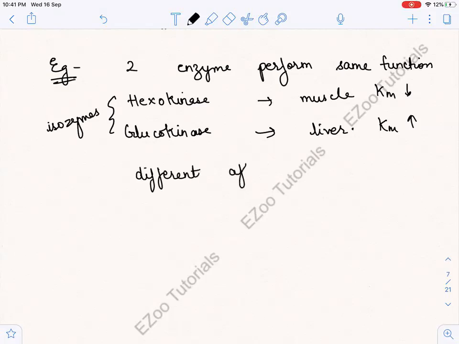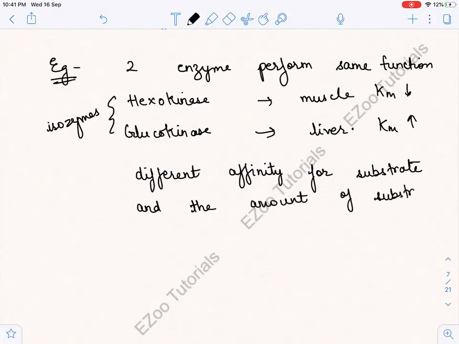They have different affinity for substrate and the amount of substrate that they can take on. ठीक है, they are isozymes but they have different affinity for substrate and the amount of substrate they can take on.